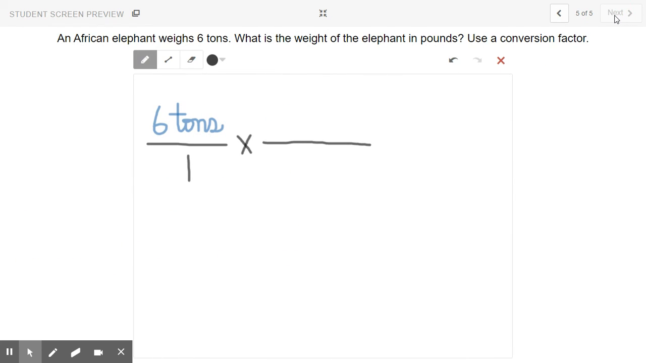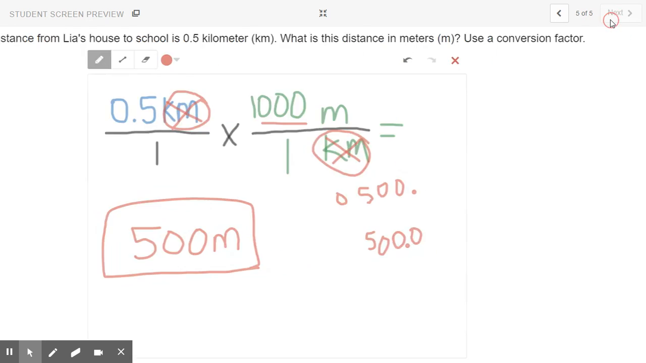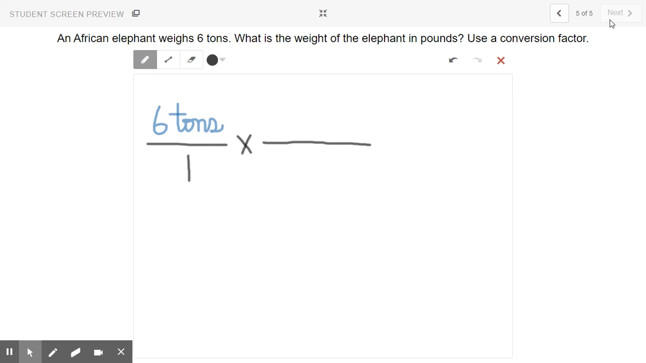An African elephant weighs 6 tons. What is the weight of the elephant in pounds? Use a conversion factor. So hopefully this one's a little easier. Remember with this one, if kilometers is on top, kilometers has to be on the bottom. And then put the other information on top. So let's look here. We want to use conversion factor. We're comparing tons and pounds. So would I put tons on top or on the bottom? Hopefully you said on the bottom because we want to cancel it out. So I'll put tons on the bottom and then pounds will go on top.